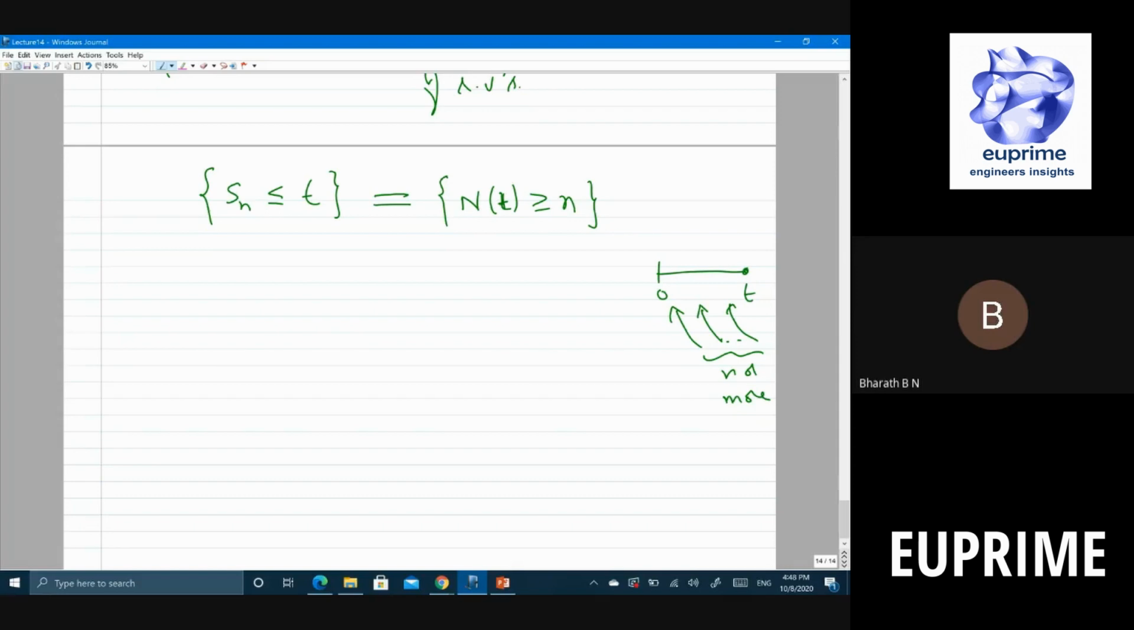What does that mean? Within t, at least n people arrived, right? It doesn't say that the (n+1)th person didn't arrive within t. It's less than or equal to. So at least n people arrived within a time interval of t. What is N of t? It is the number of people arriving within an interval of t. So it's greater than or equal to n. Both are equal, right? Yes, sir.